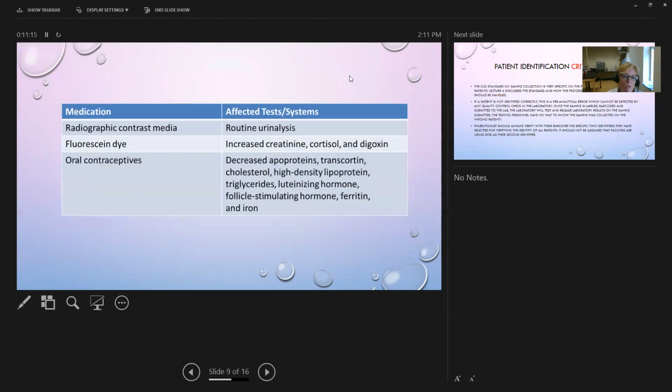Radiographic contrast media: sometimes in x-ray they give patients contrast media to check their kidney function. That will affect routine urinalysis. So you want to get that urinalysis sample ahead of time, before they go in for the radiographic contrast media x-ray. The same thing with dye, it will affect certain things. Oral contraceptives may affect some results. So it's important to note when you're asked if they're on medication.